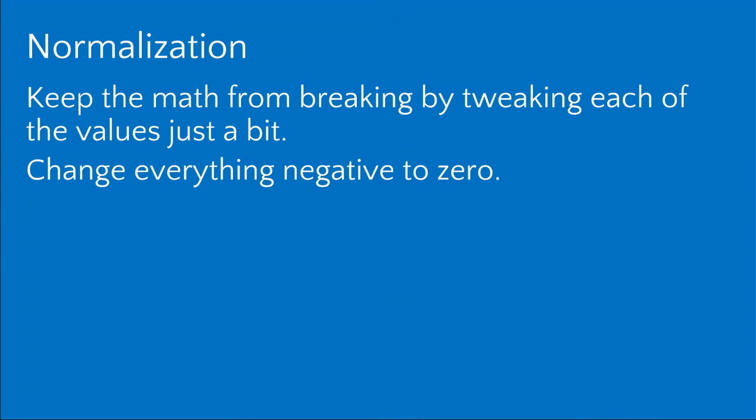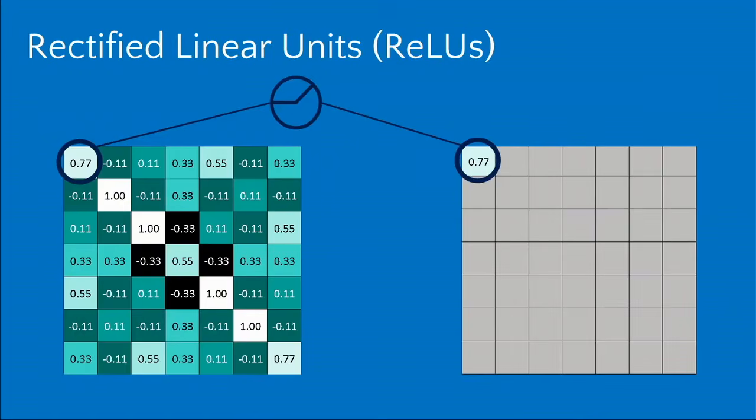Now, the last ingredient we need is normalization. So this keeps the math from breaking. By taking and tweaking these values just a little bit, it takes everything that's negative and changes it to 0. This keeps things from becoming unmanageably large as you progress through subsequent layers. This function is called a rectified linear unit. It's a fancy name for something that just takes anything that is negative and makes it 0.